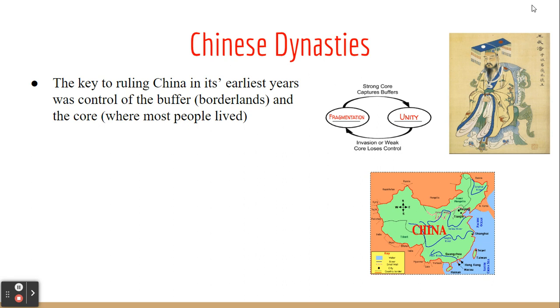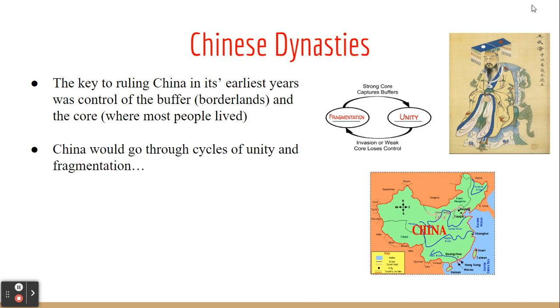Not a lot of people live there, and the core, which is where most people lived. And you needed both to be able to properly rule China, because the buffer lands were key to keeping out outside invasions and things like that. But the core obviously mattered because that's where your people were. And China went through all this is Chinese history in a nutshell.